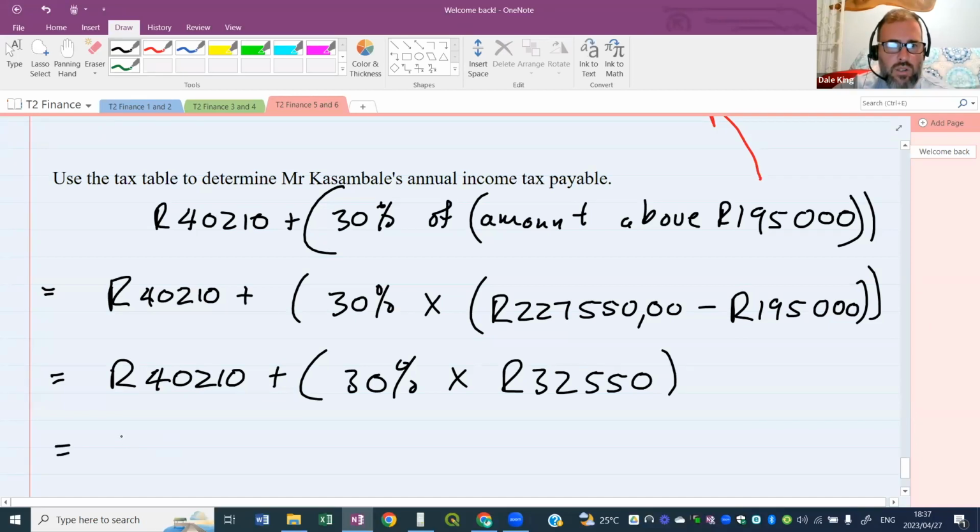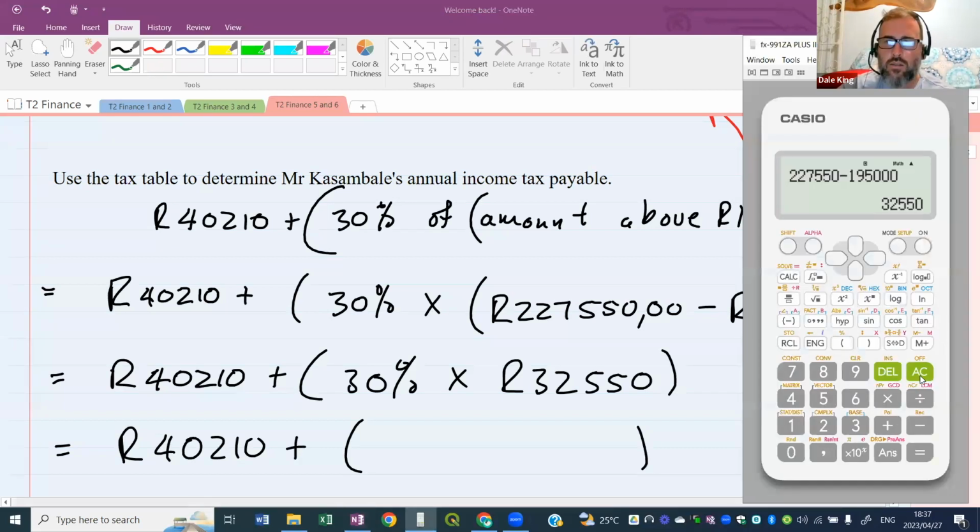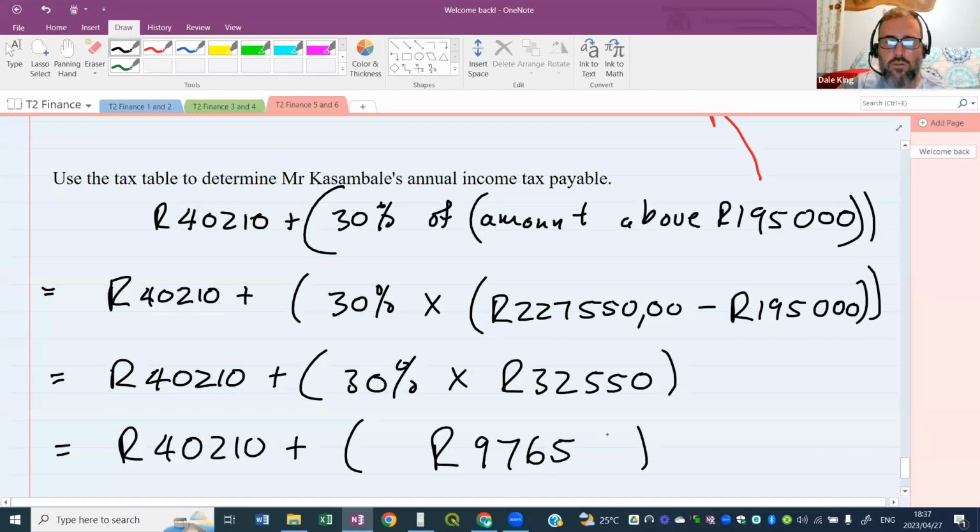Then I'm going to work out what is 30% of that. So I'm going to redraw this statement, and I'm going to work out what is 30% of that. Okay, so 30%, put it in a fraction, over 100, times 32,550, and get the answer. So 30% of that number is 9765. Okay, so we're doing bit by bit here just to show you. Now, I don't need the brackets now. So he not only has to pay 40,210, but the 30% of the amount that he is above 195,000 works out to be 9,765. Okay, and we add these two together, we get a final answer.